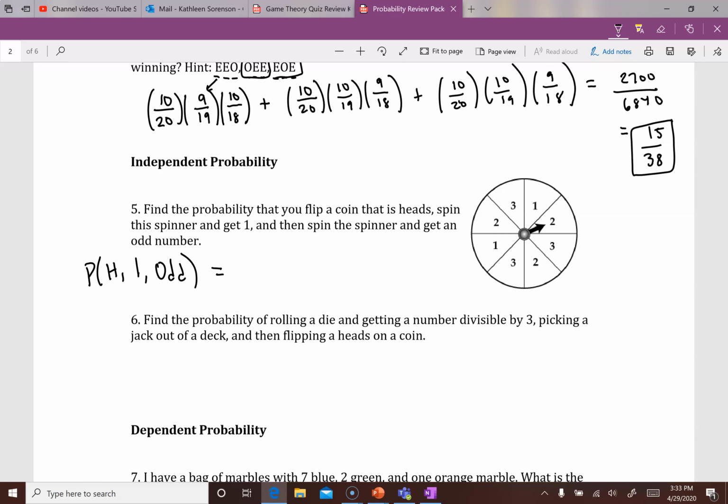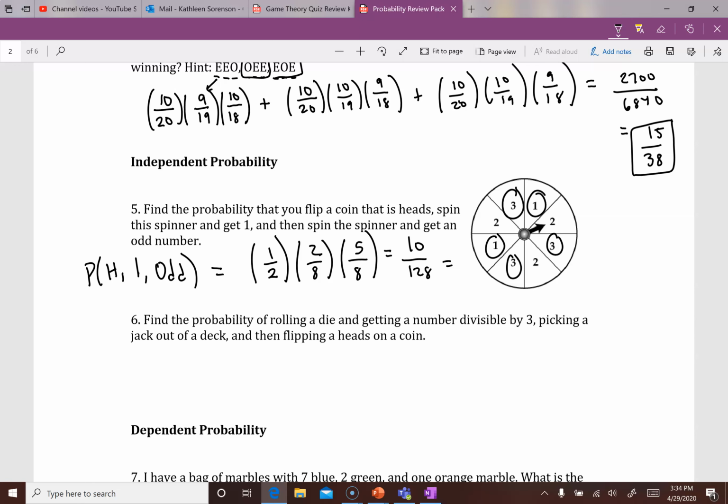Well, this is independent probability, so we're just going to multiply those probabilities. Probability of getting a heads is 1/2. Probability of getting a 1 is 2 out of the 8 possibilities. And then probability of getting an odd, well, we've got 1, 2, 3, 4, 5 out of the 8. Multiply across, I get 10 over 128. Use my calculator, and that reduces to 5 over 64.